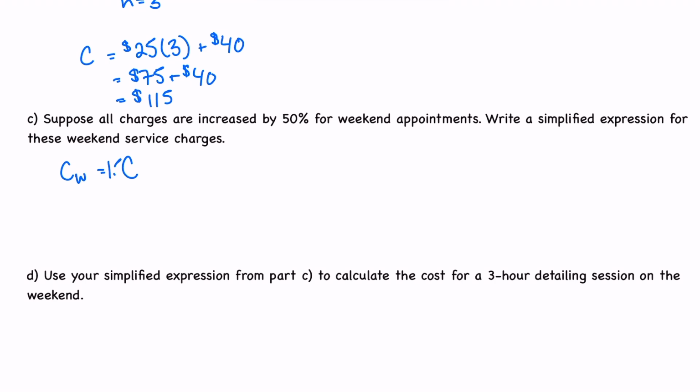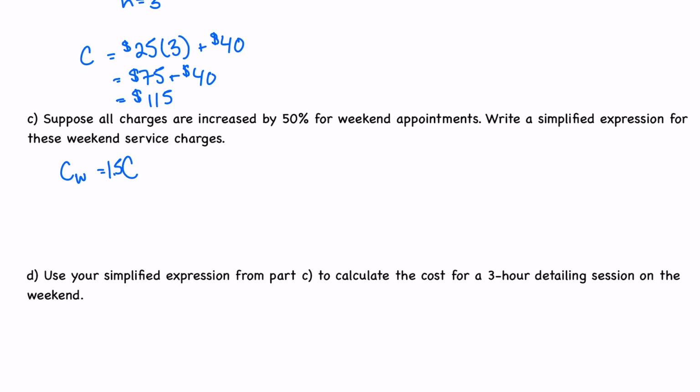by 1.5. If we multiply just by 0.5 for 50%, then that would be 50% of our original cost, which we don't want. We're not giving a discount. It's 50% more. So it needs to be that 100% of the C plus an additional 50%. So that's why we're multiplying by 1.5.